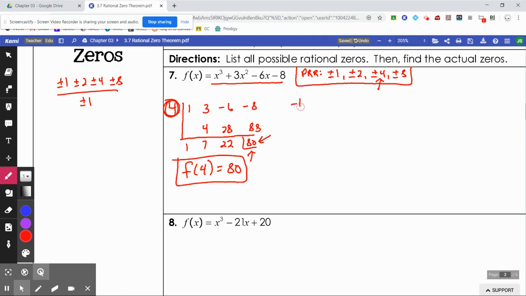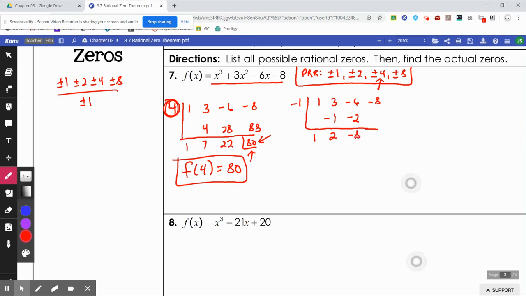Let's try negative 1. So we try negative 1 into 1, 3, negative 6, negative 8. Bring down our 1, multiply by negative 1. Add those two together. Negative 2, negative 6, negative 2 is a negative 8. Negative 1 times negative 8 is a positive 8. Remainder 0. So what does that mean? That means that f of negative 1 is equal to 0. So that means that negative 1 is a root.